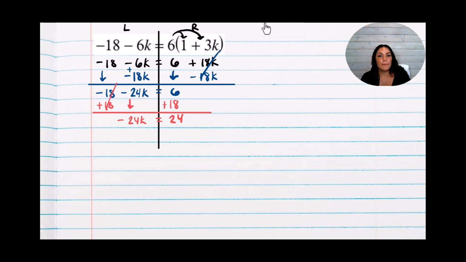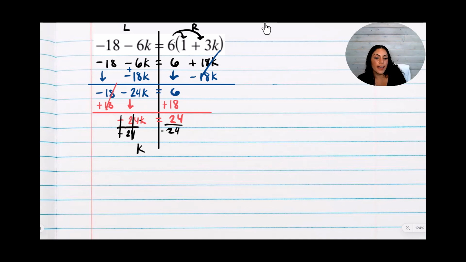Our last step is to isolate that variable, and that variable has negative 24 multiplying to it. So the inverse operation of multiplication is division. I think of dividing them apart, right? Dividing that number away from that variable. So I'm going to divide by negative 24 on both sides of my equal sign. Negative divided by negative, cancel. 24 divided by 24 gives us 1.